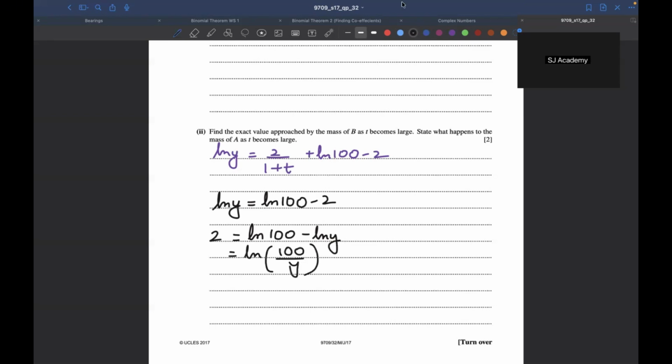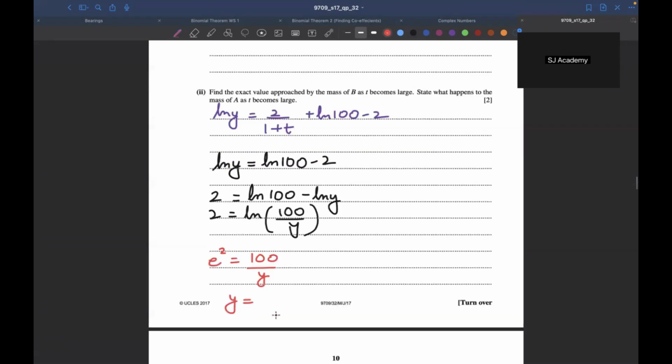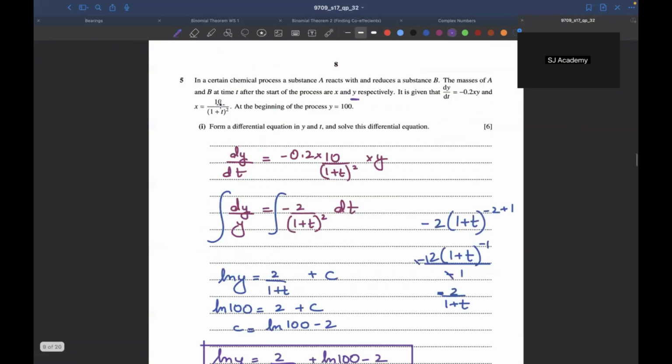Now, solving this equation, we'll write it as e to the power 2 is equal to 100 upon Y, or Y is equal to 100 upon e squared. So as the value of T becomes very large, the mass of B, which is Y, is equal to 100 upon e squared.